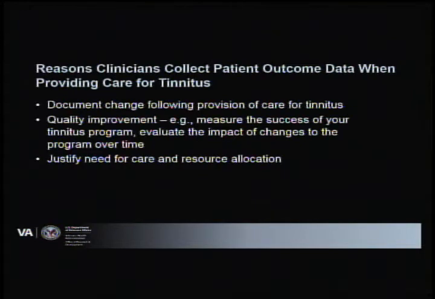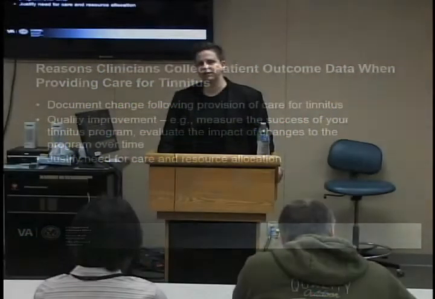Another consideration is justifying the need for care and resource allocation. So if somebody is sniffing around your department looking for things to cut, for example, if we give an extreme example, it's really important to be able to show, if you're using outcomes instruments, that your population of people need care for tinnitus, and you can also show that the work you're doing is changing quality of life for them, that it's meaningful.